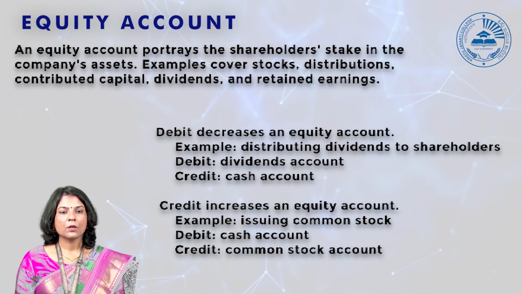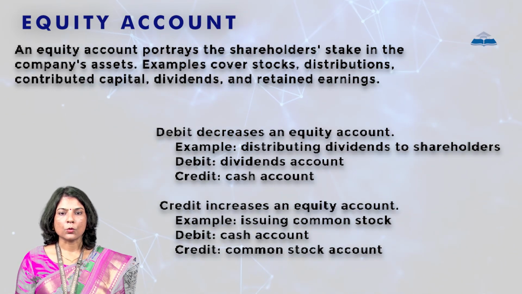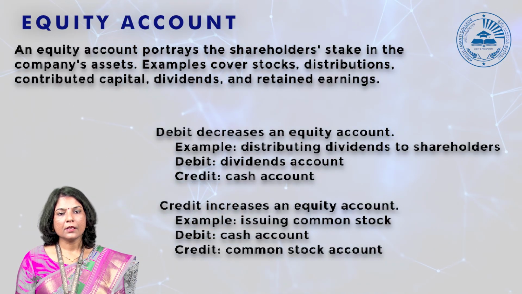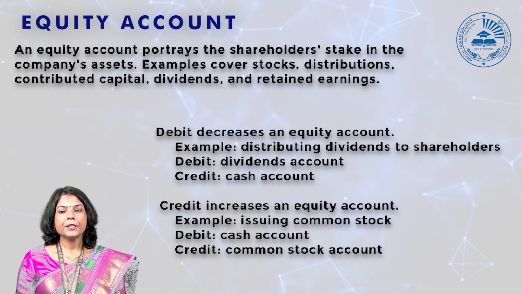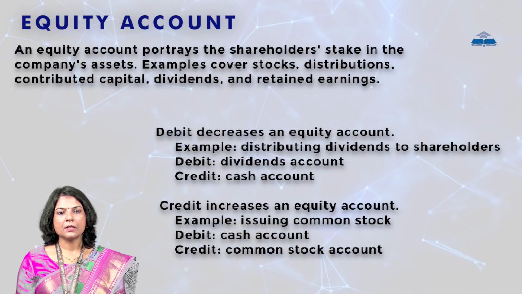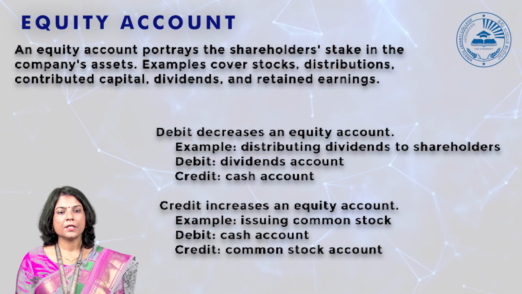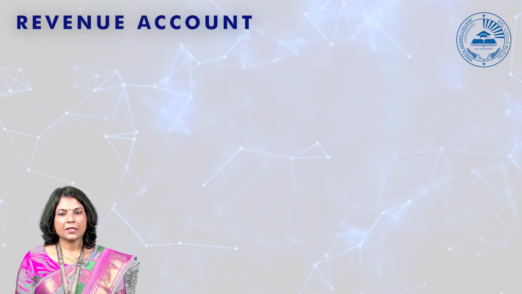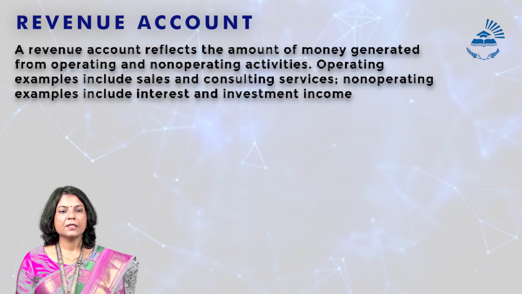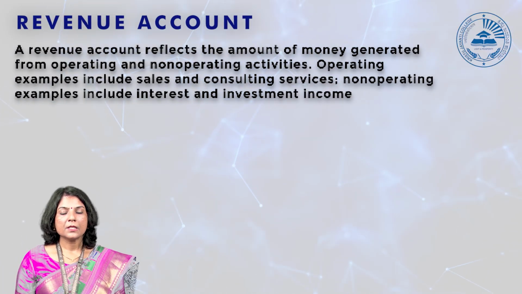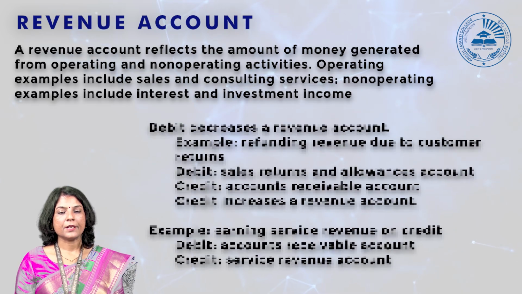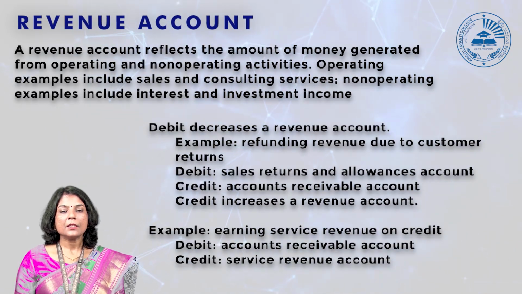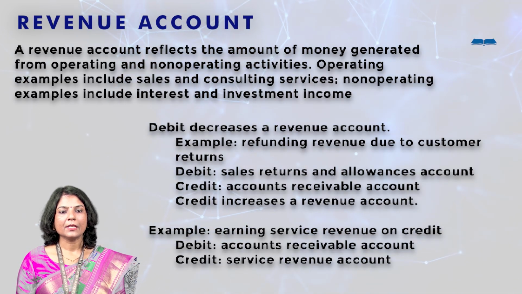So here there are two types of activities through which a company generates money. When you talk about operating activities or operating income, it includes sales, consulting services, the core business activities. Non-operating activities include interest and investment income. The company has some money, has made an investment, and is now generating income from the investment. This comes under non-operating activities.